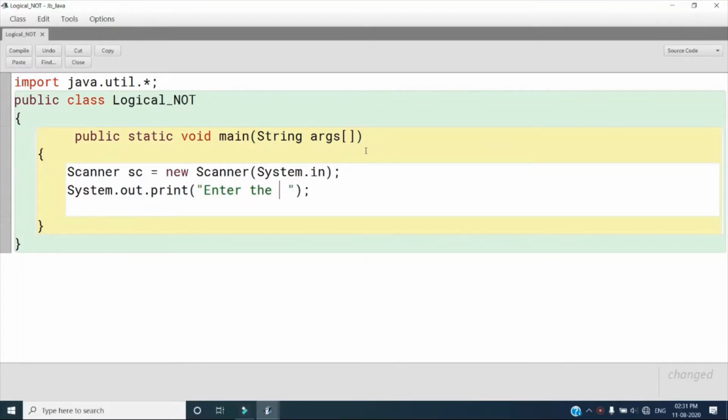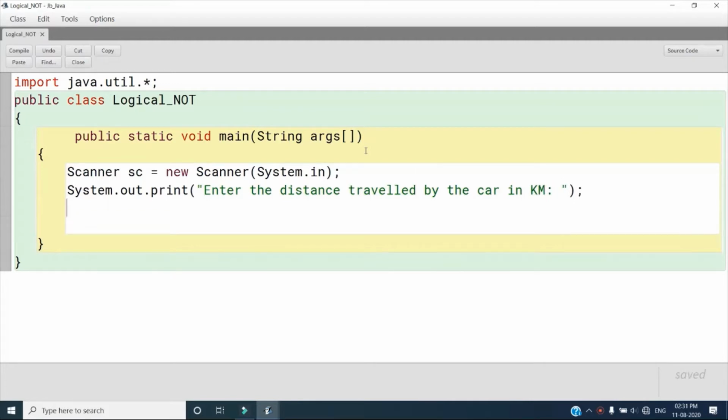At first we will write: enter the distance traveled by the car in kilometer, and we will write float distance. Float I am taking because the user might give you 3.5 kilometer, 5.5 kilometer like that. So hence float distance is equal to sc dot nextFloat.